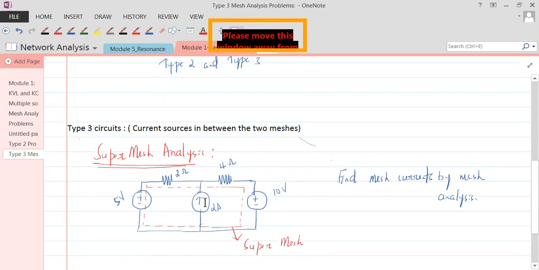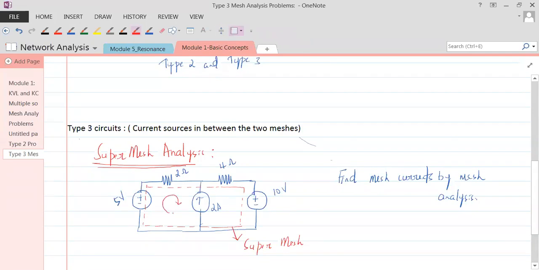Get that point? Now, we have to mark our mesh currents. Fine, let's mark them now. So this is one mesh. Let me call that mesh current IA. There is another mesh here. Let me call this mesh current IB. The mesh currents are IA and IB. Get that point?